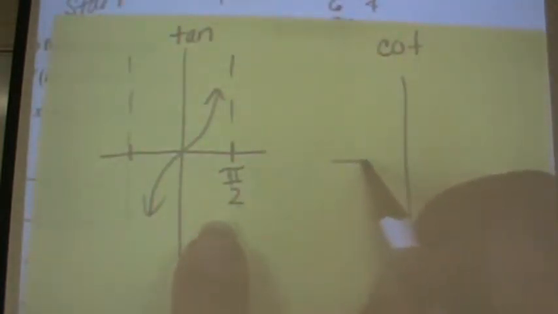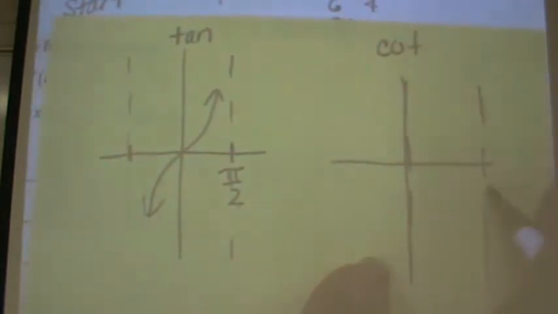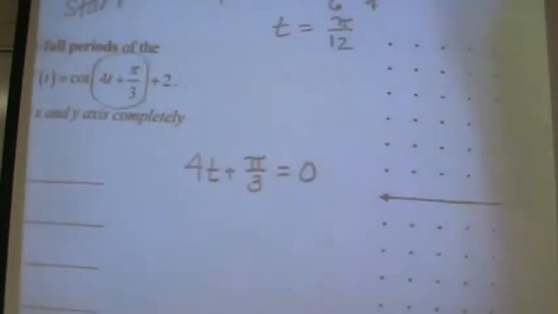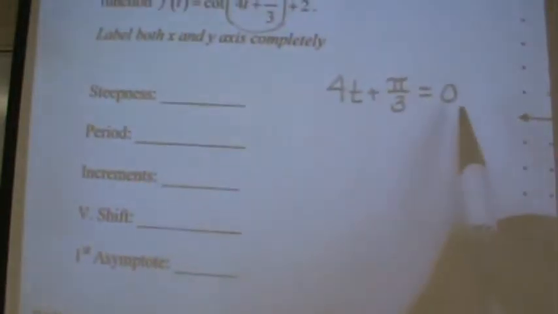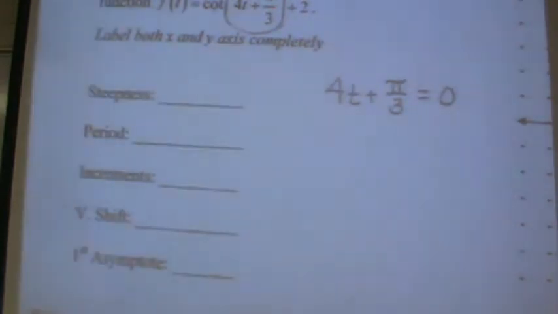Where cotangent, where was your first asymptote? It was at 0 and at pi, and it looked like this. So if you can remember that, cotangent, your first asymptote was at 0. So your job is to solve this for t, setting it equal to 0 because it's a cotangent graph.